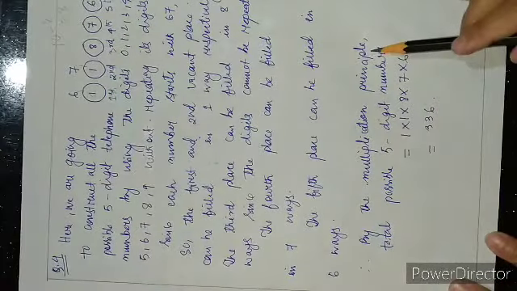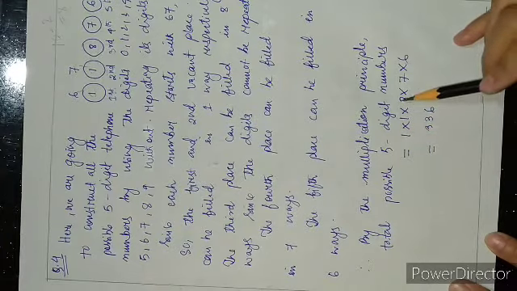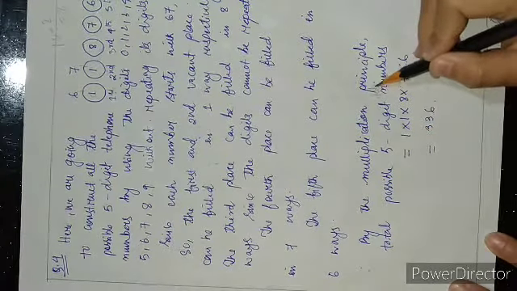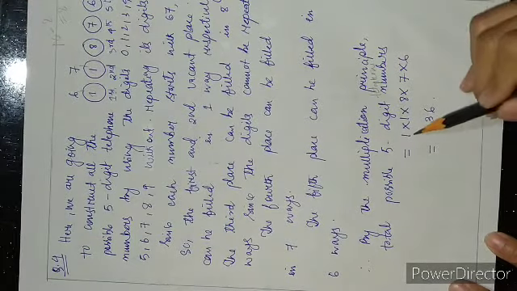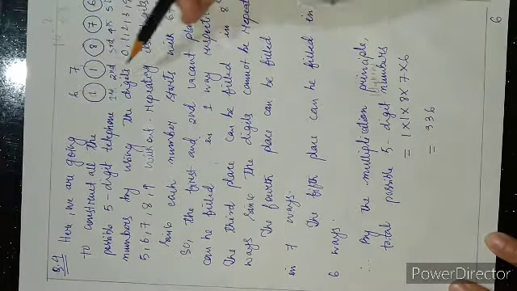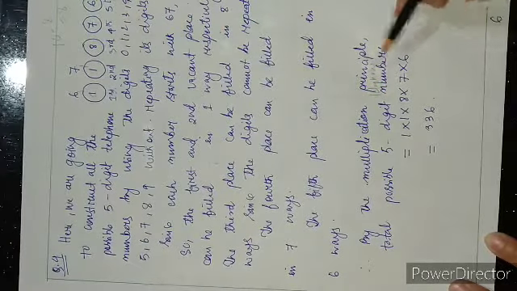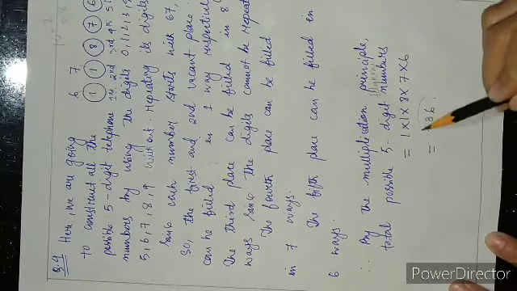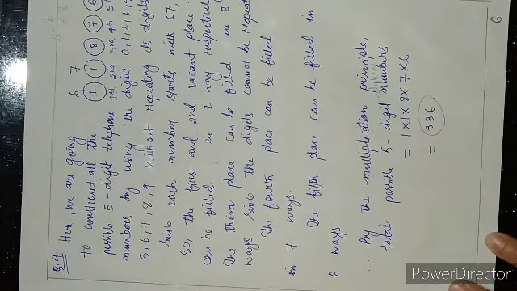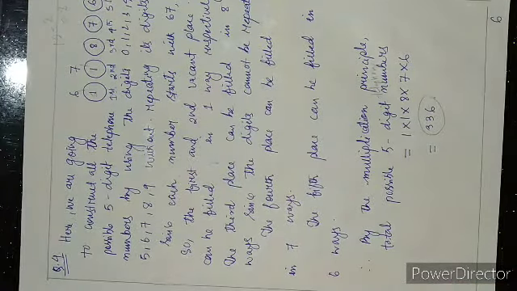And by the multiplication principle, the total possible 5-digit telephone numbers is equal to 1 into 1 into 8 into 7 into 6, which is 336. So the 5-digit telephone numbers starting with 67 number 336. For today, let's end here.